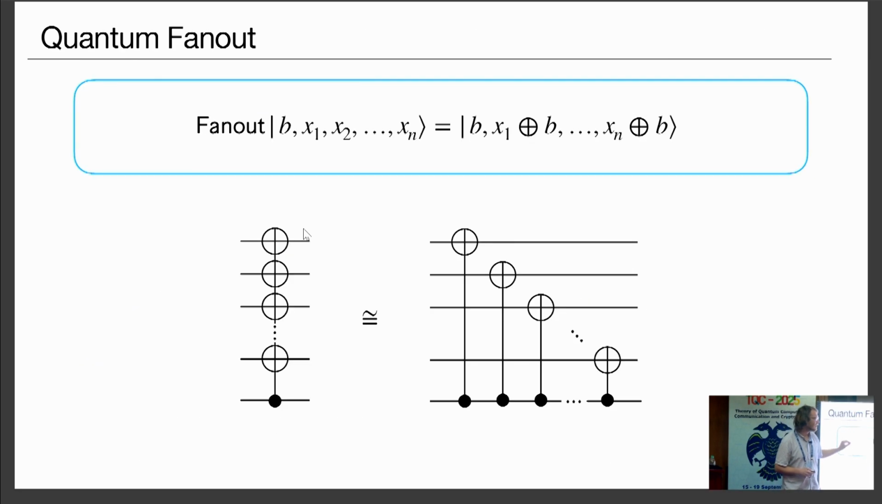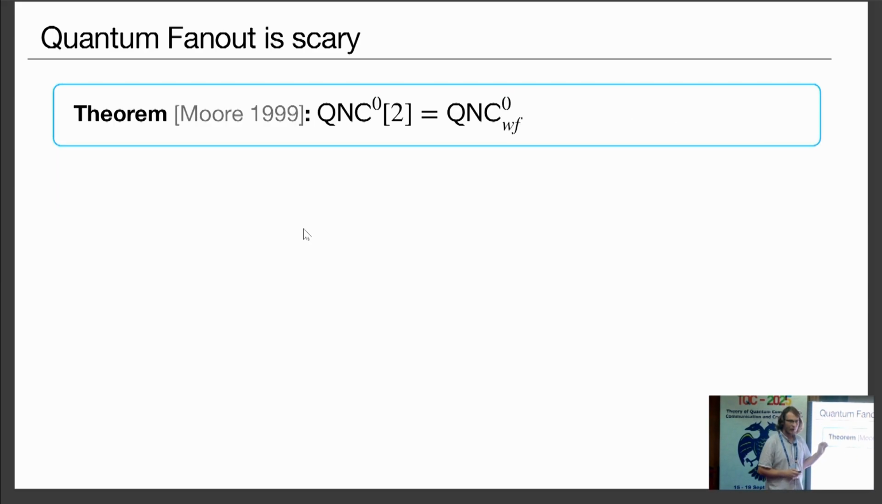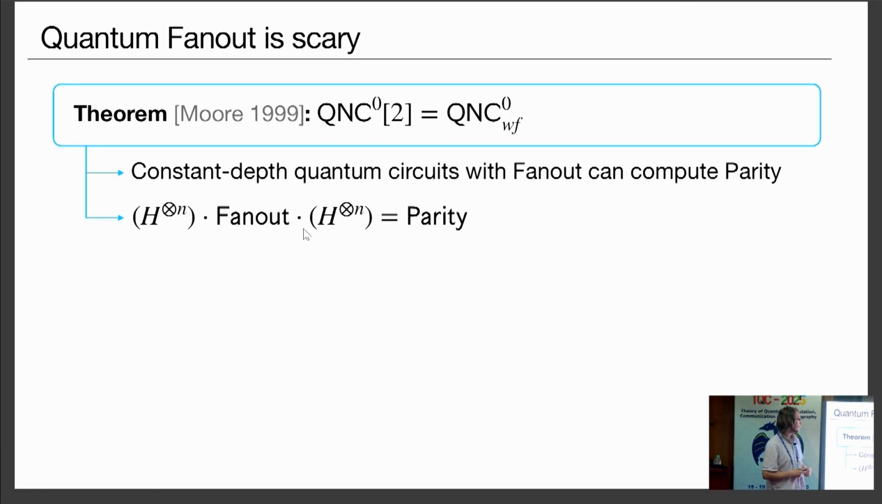And so we need to define some sort of unitary that does this. You can see here we have some bit b for the first qubit, and then we just XOR it with all of the other bits to which we're applying this fan-out gate. You can naively decompose this as a depth n circuit of CNOT gates. But it turns out that if you add this fan-out gate to your gate set, in addition to arbitrary 1 and 2 qubit gates, then you immediately gain the ability to compute parity. This was first observed by Moore in 1999, and the proof is rather simple.